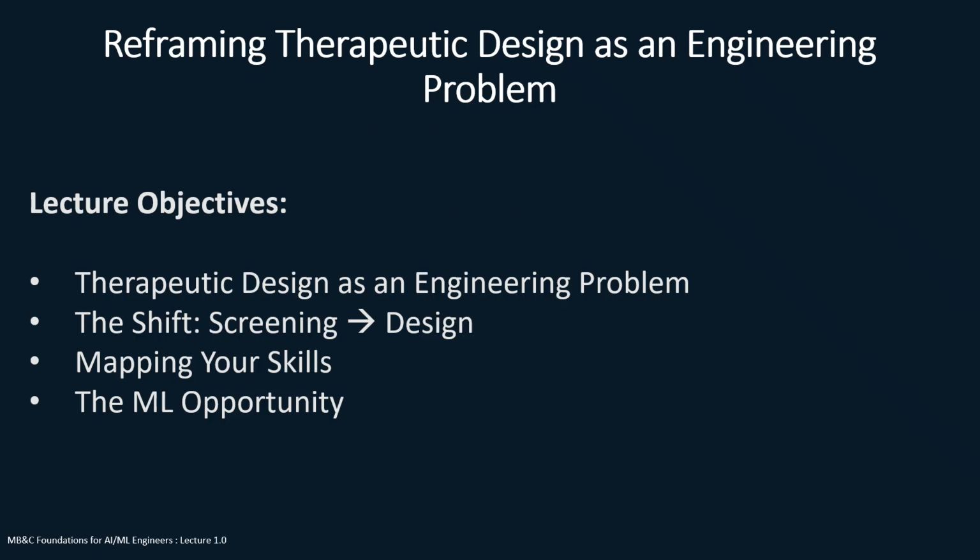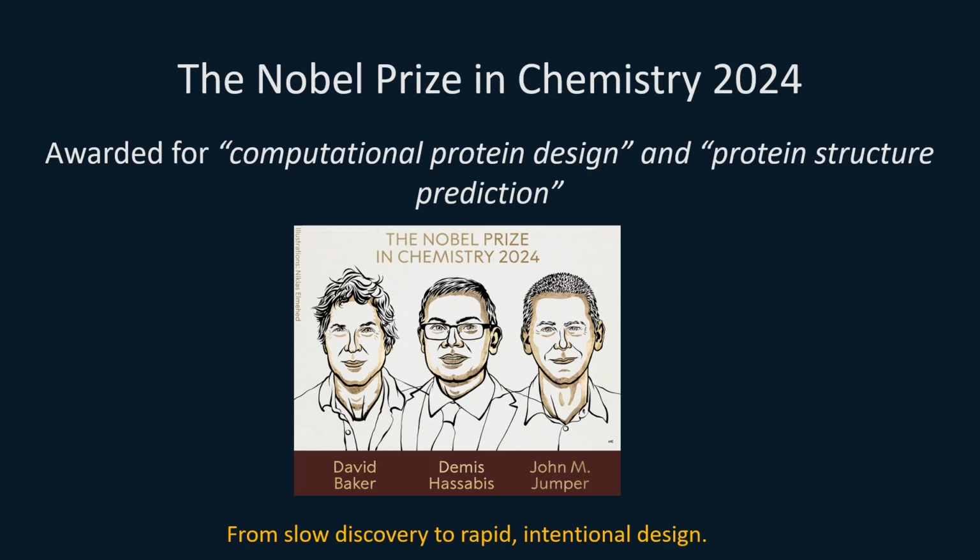So let's start the discussion with the Nobel Prize. The 2024 chemistry Nobel Prize went for computational protein design and protein structure prediction. This is big. Molecules are now designed computationally before they are tested experimentally.